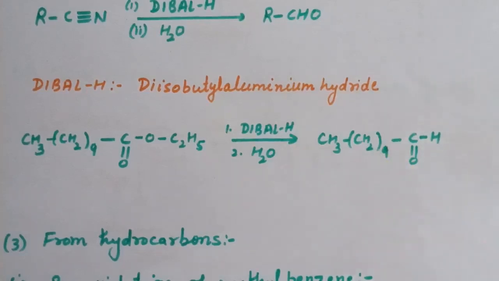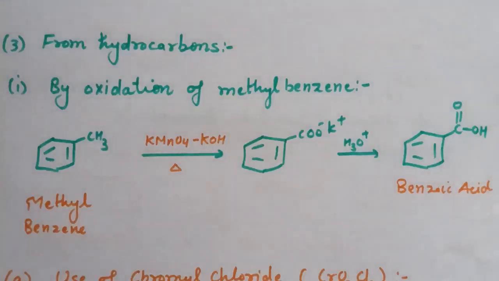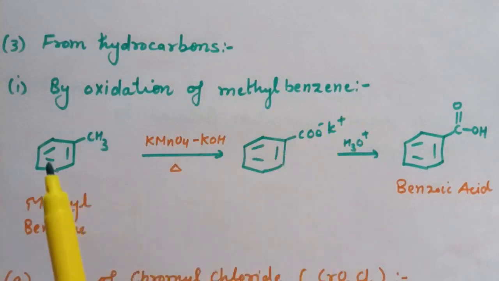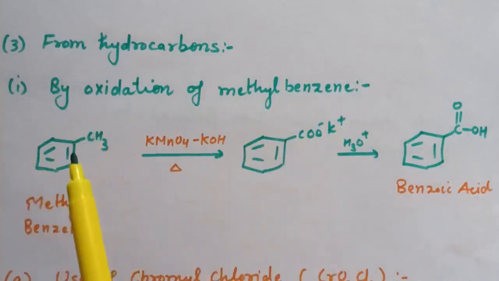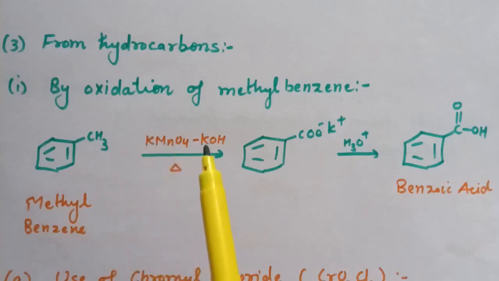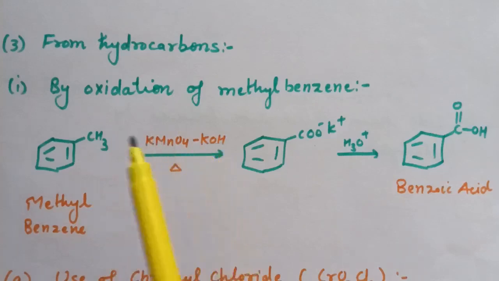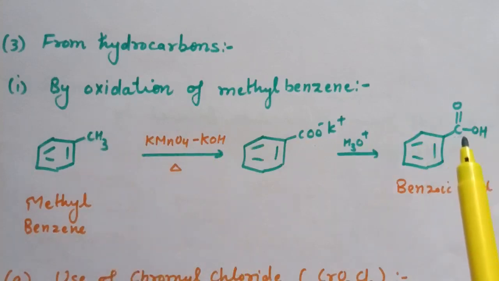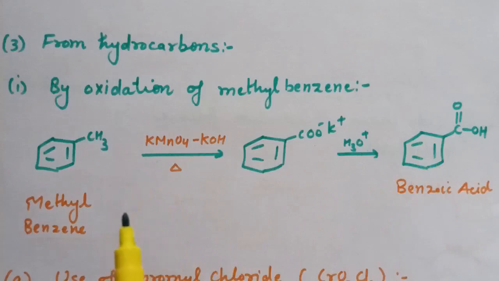Now third is from hydrocarbons. First is by oxidation of methylbenzene. So this is the structure of methylbenzene. Now if we use a strong oxidizing agent like KMnO4 in basic medium, this CH3 converts to acid. But if we want to oxidize this methyl group to aldehyde, in that case the following methods are used for this purpose.